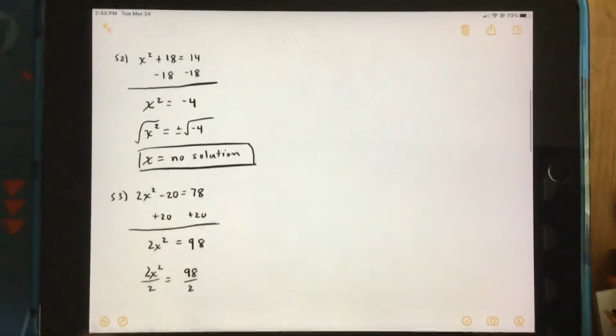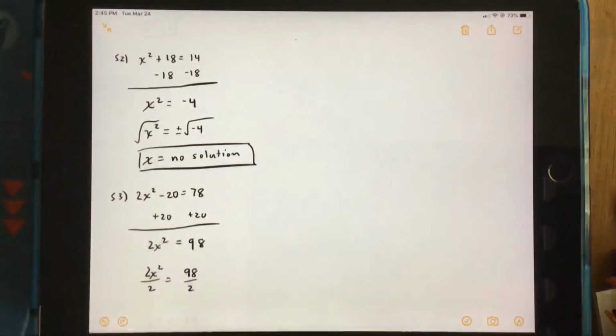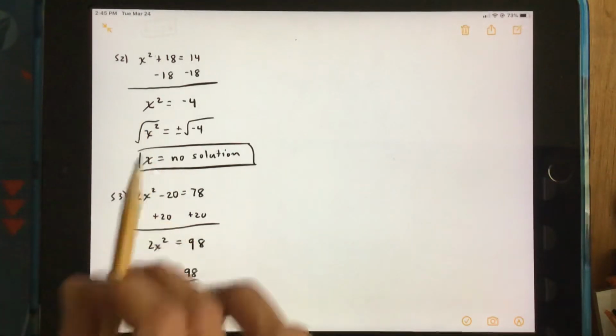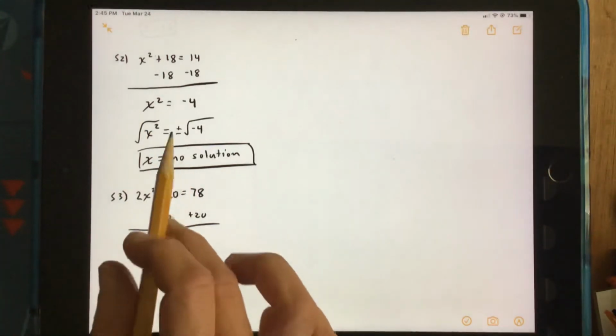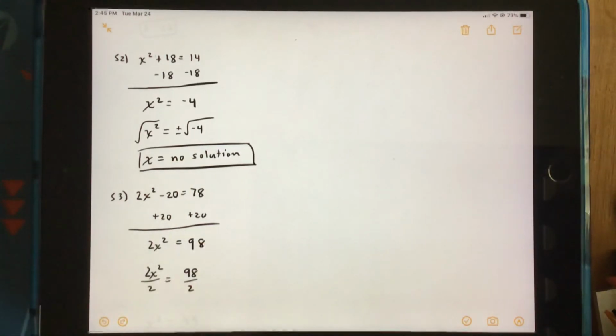Sample 2. An extra step in this one that we didn't have in the first problem. So we're going to want to get x squared by itself. The first thing we're going to want to do is subtract 18 on both sides, and that gives us x squared is equal to negative 4. Now it's time to take the square root of both sides to get that x squared down to x. And of course we get a positive and a negative root, but the catch on this one is that we're trying to take the square root of a negative number, and there is no answer on the real number line to the square root of a negative number. So we'll stop at this point and say x is no solution.